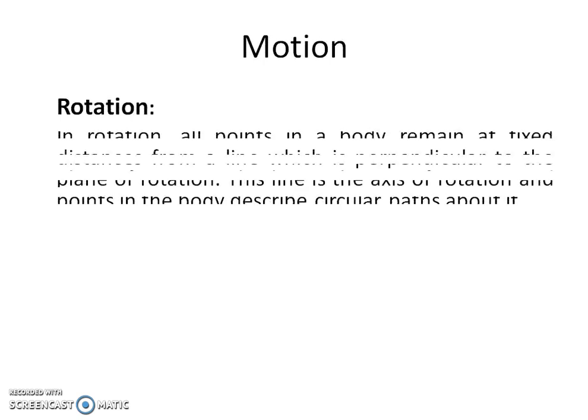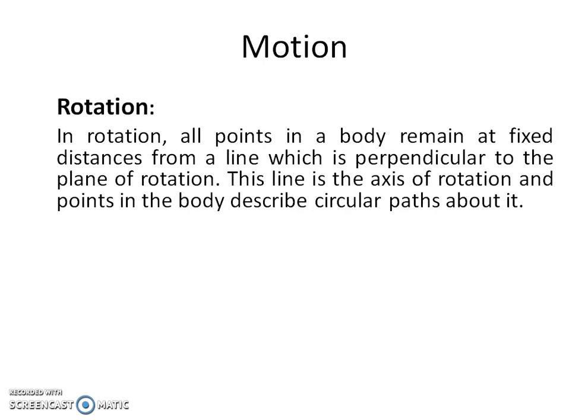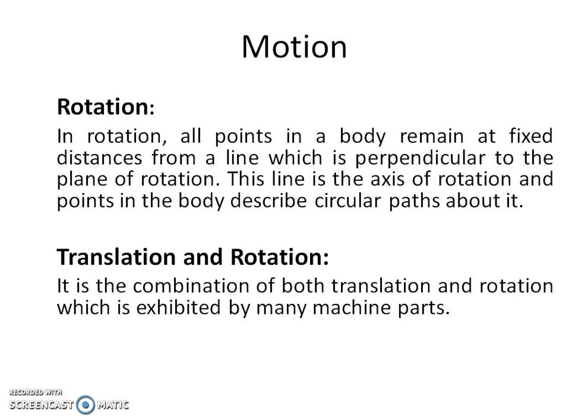Rotation. In rotation, all points of a body remain at fixed distances from a line which is perpendicular to the plane of rotation. This line or axis is the axis of rotation of a point. Translation and rotation. The combination of translation and rotation motion is exhibited by many parts, so the third type of motion can be a combination of both.